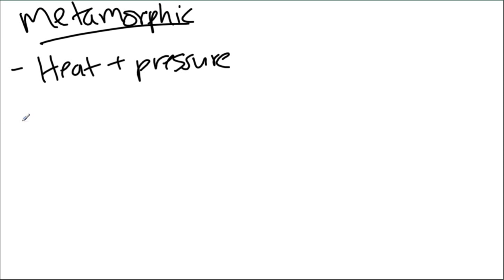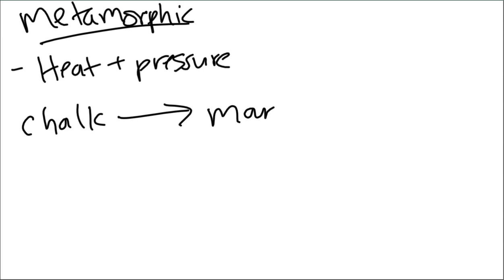chalk or limestone, let's say chalk, under intense heat and intense pressure can form marble. So when this happens, the grains in the chalk become new crystals that interlock really tightly. This causes this new type of rock called marble, which is a lot harder and a lot stronger.